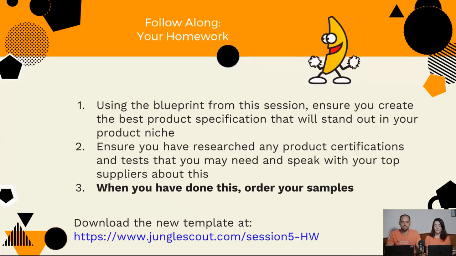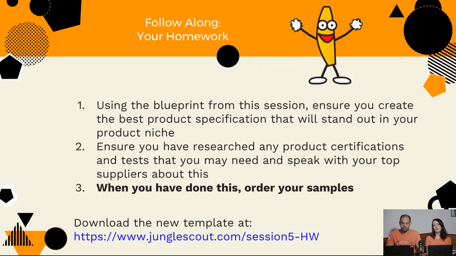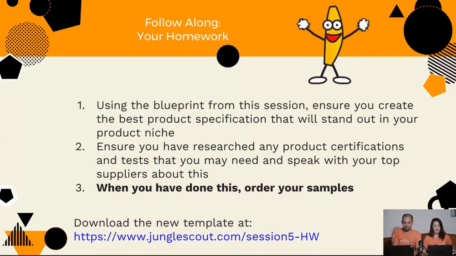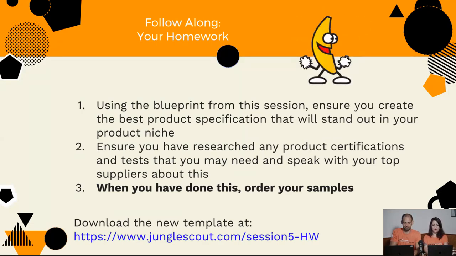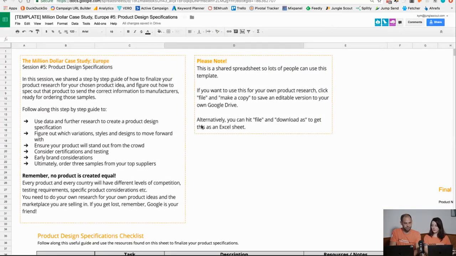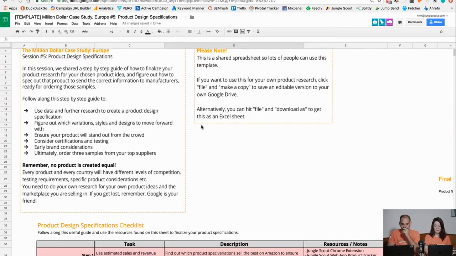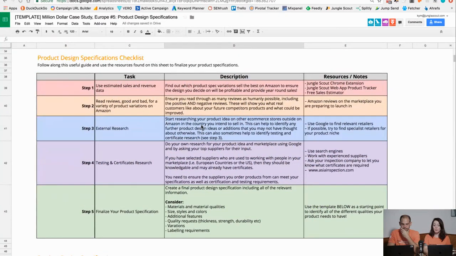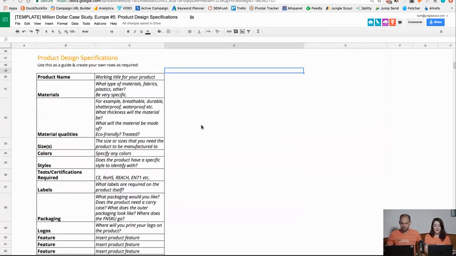There is a new template. The link is on the screen and in the chat box, I believe. In this spreadsheet, it reiterates what we've just been through. There's a checklist. In fact, I'll just show you it now. Here we go. So steps 1 to 5, this is literally what we've been through today. Just as a reminder, if you forget any of it, there are a few resources in there. And here is the same template that I use to keep a list of everything.